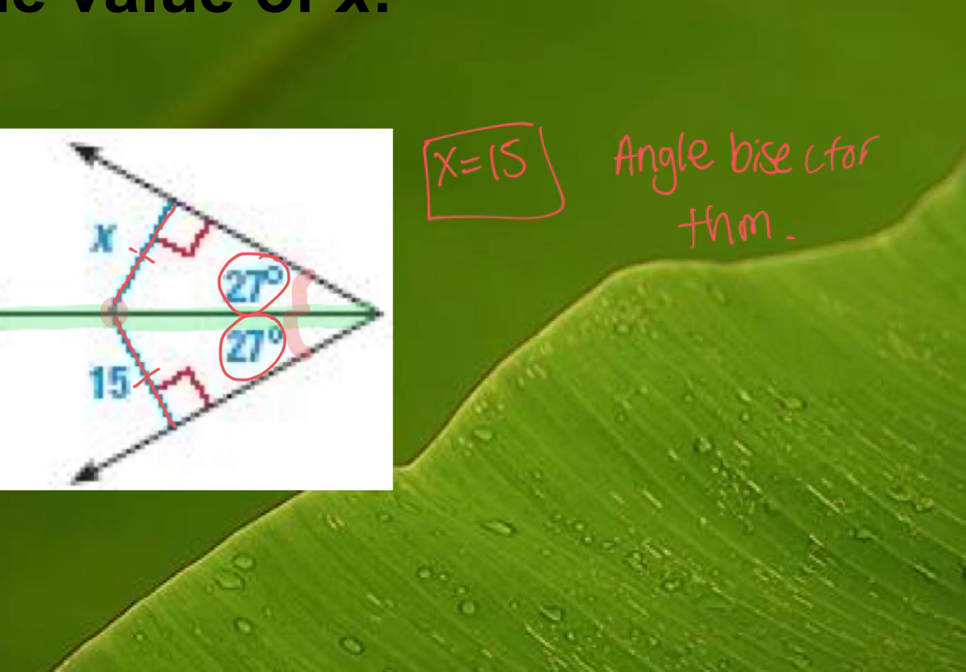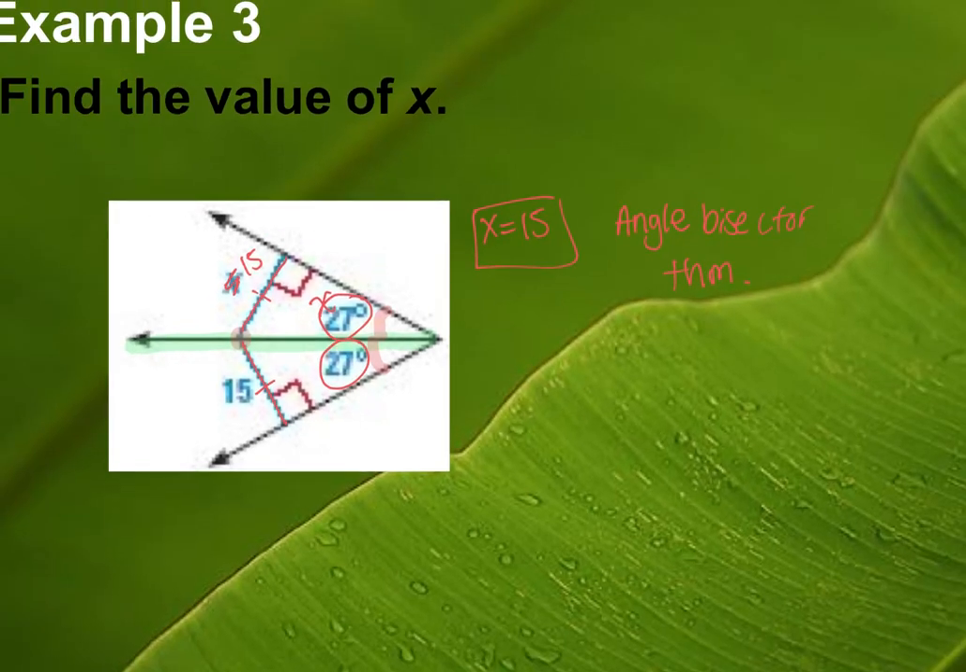But okay, now if it didn't tell us that it was the bisector, right? And it told us that these were both 15, and it asked us what x is over here, then it would be the converse, okay? All right, let's do another example.